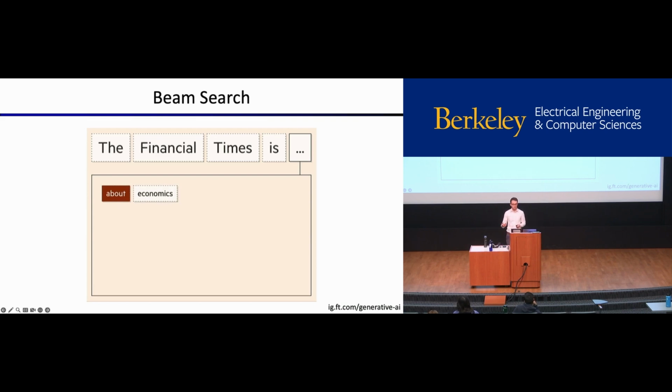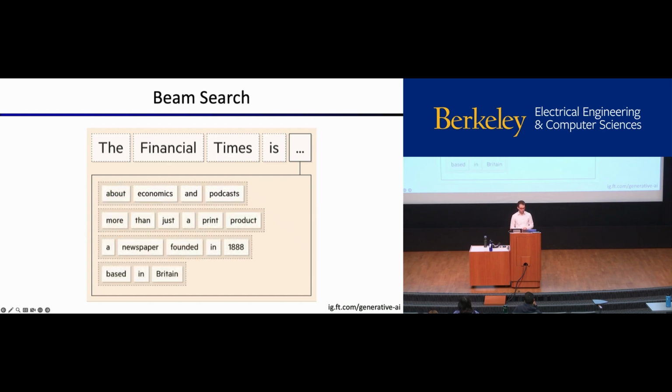The next word would then be economics or some other set of values, and so we pick economics, and then we have and podcasts, right? The Financial Times is about economics and podcasts. Okay, so I guess this is an advertisement for the Financial Times. But if we do this in parallel, we might get multiple different sentences, and these sentences don't really look that much like each other. We can estimate the reward for all of these different sentences.